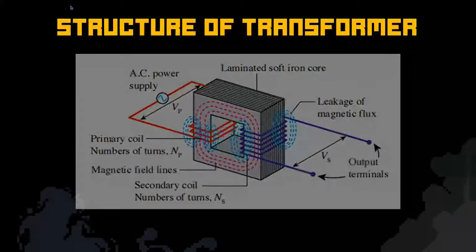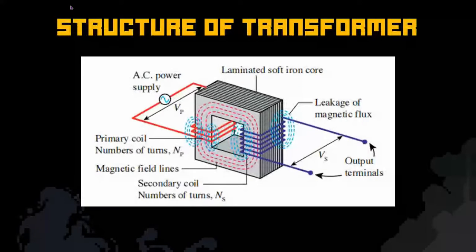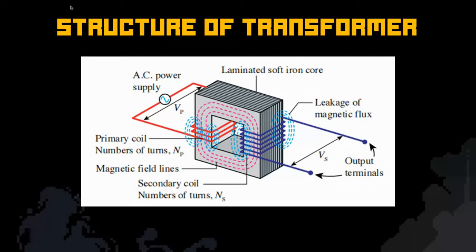This is the structure of a transformer. It has an AC power supply, a laminated soft iron core, leakage of magnetic flux, output terminals, secondary coil, number of turns, magnetic field lines, primary coil, and number of turns.